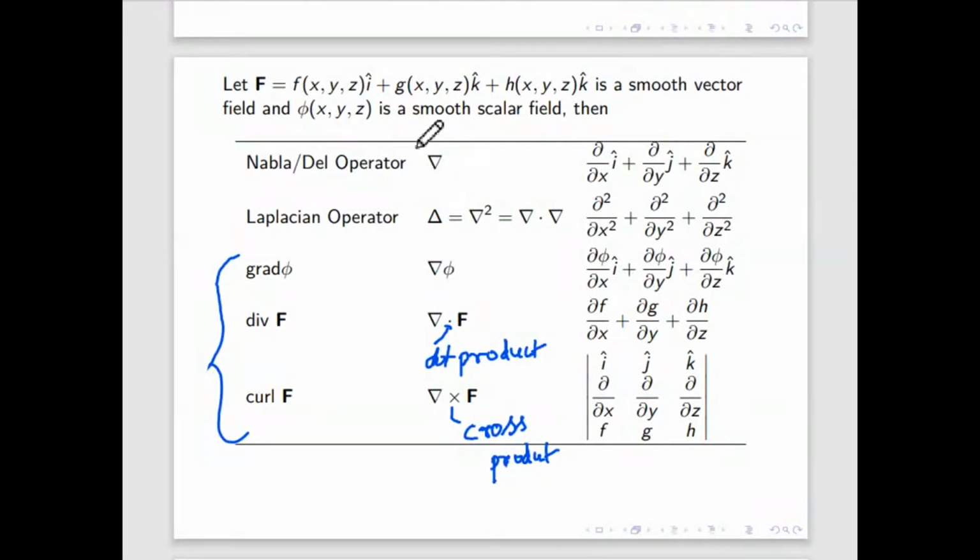This del operator is a vector, and it is a vector in 3D. It has the three components del by del x, del by del y and del by del z. This phi is a scalar because it is a scalar field. If you apply this vector del operator over phi, phi is a scalar, but after applying the del operator it will become a vector. You can see this is the i component, j component, k component. So what this del operator will do is, if you apply it over a scalar, it will become a vector.